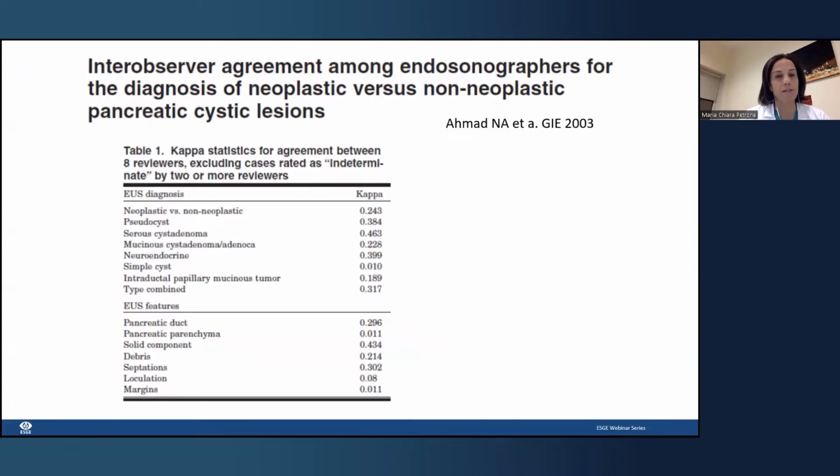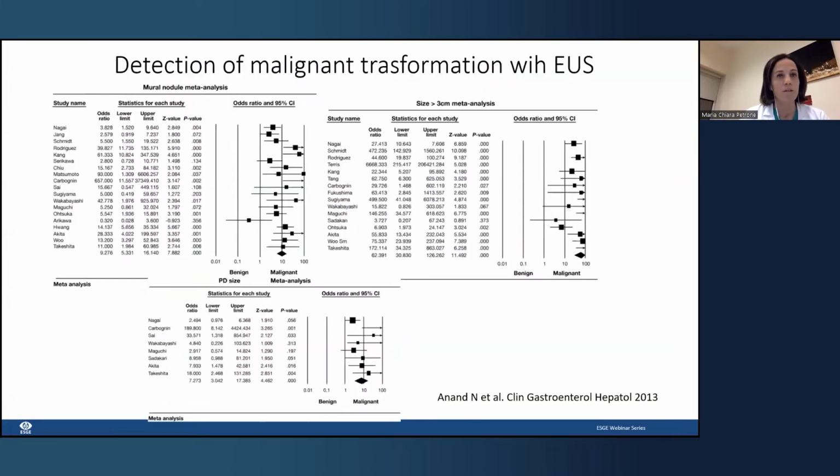Moreover, inter-observer agreement between endosonographers is poor, not only for differentiating neoplastic versus non-neoplastic lesions, but also in describing EUS features. So there have been many papers evaluating imaging findings related to malignant progression of mucinous cystic lesions.